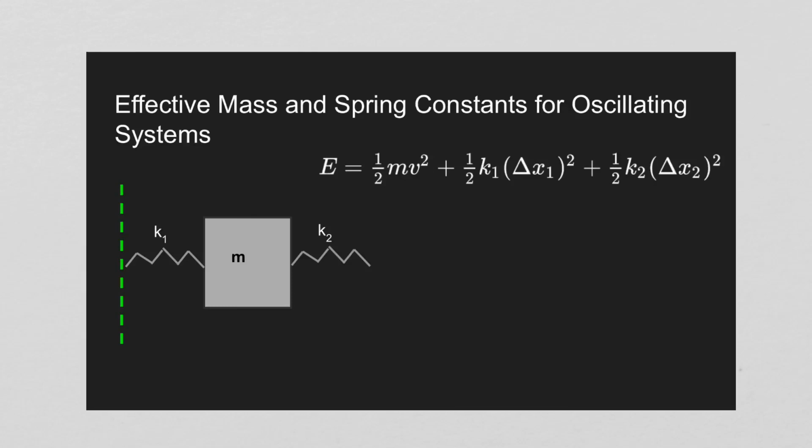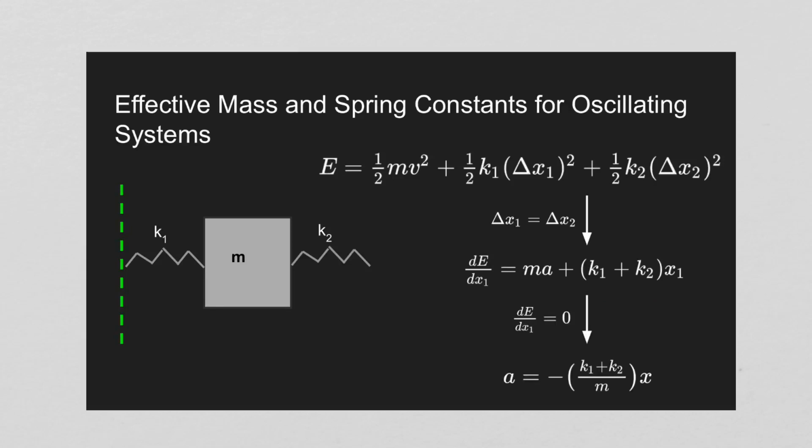We're going to add two springs. Now if you look, as this box goes back and forth, delta x1 and delta x2 are going to be the same. So we'll combine these terms. This is exactly like we've been combining terms before. Again, always look for things that are similar. So what does this do? In an isolated system, dE/dx1 is 0, and you get this expression for acceleration.